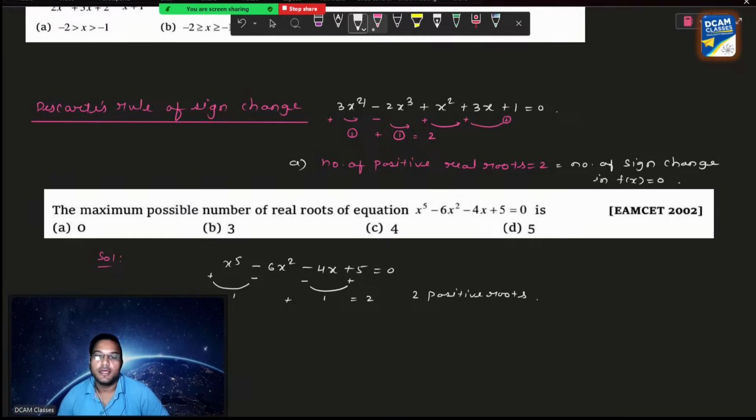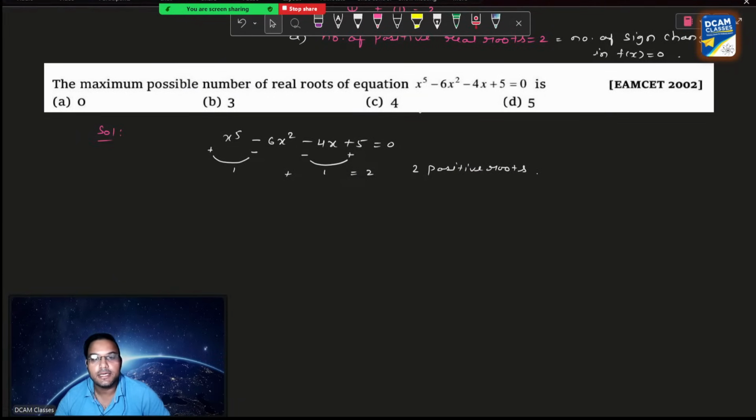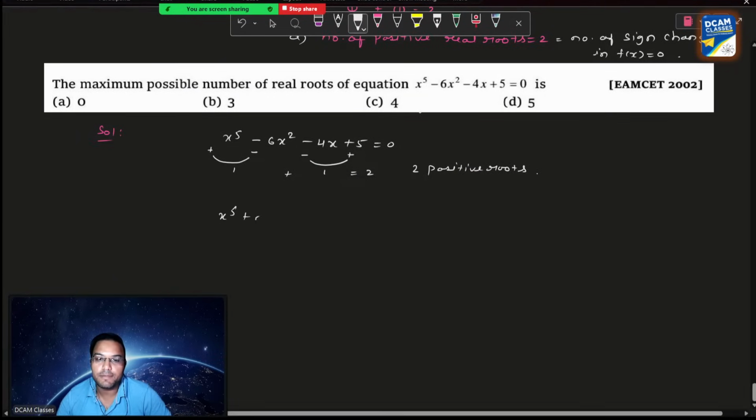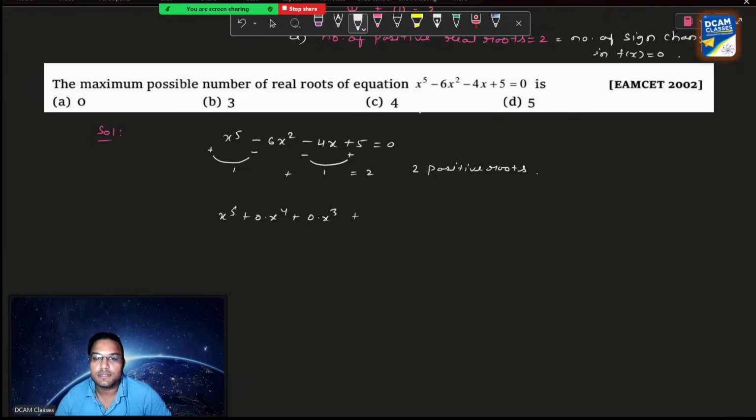Okay. If you take the missing terms also, x power 5 plus 0 into x power 4 plus 0 into x cube, minus 6 into x square minus 4x plus 5, you can do it that way too. Positive, positive, positive, negative, negative, positive. No sign change, we won't count it.